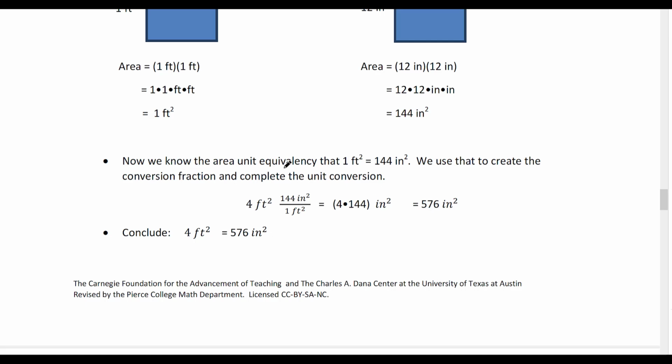Now we know the area unit equivalency of 1 square foot is 144 square inches. We use that to create the conversion fraction to complete the unit conversion. So 4 square feet, the units cancel. 4 times 144 is 576 square inches.